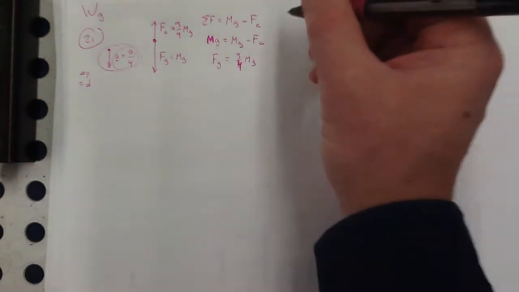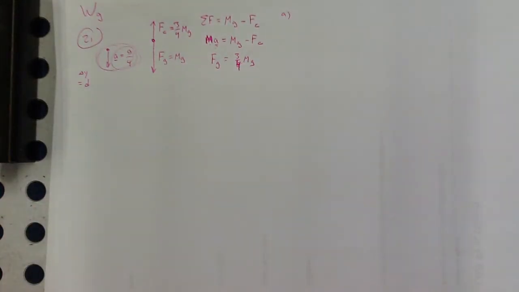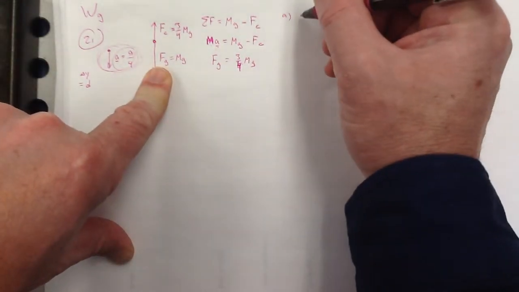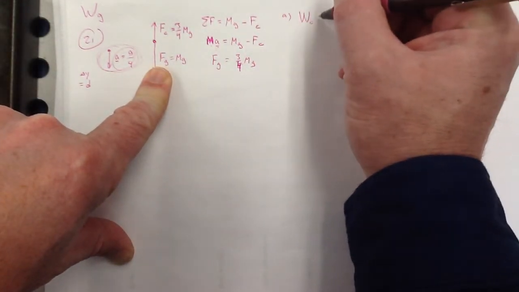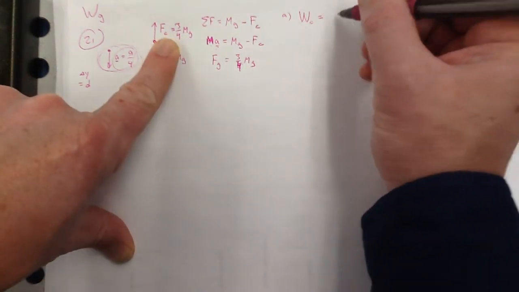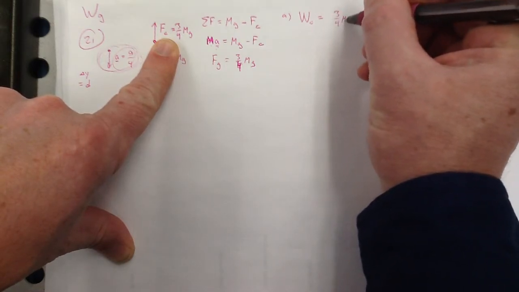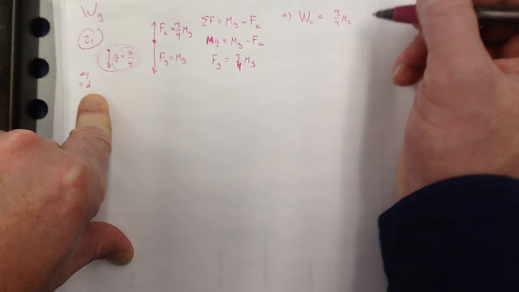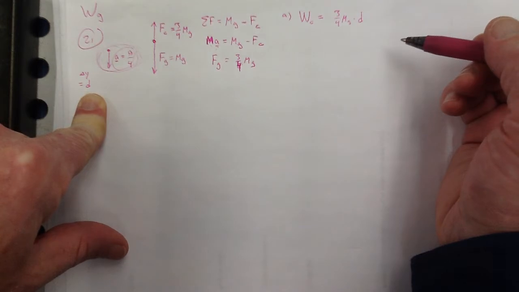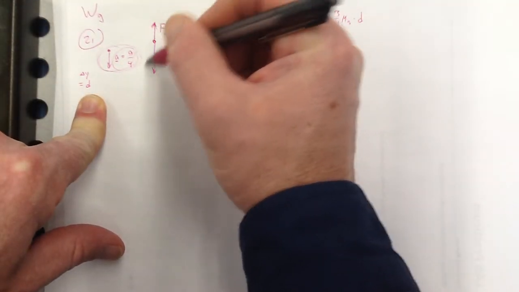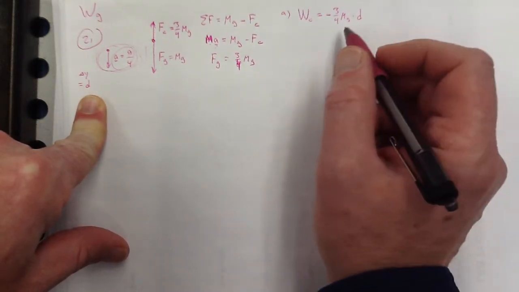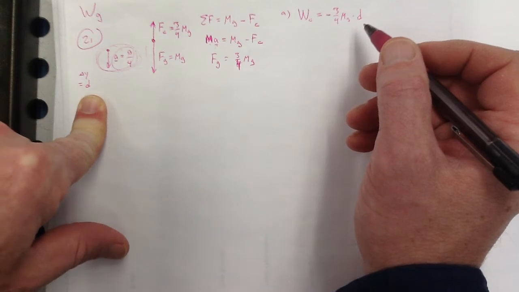Okay, so for part A, I'm looking for the work done by the cord's force on the block. The work done by the cord's force on the block is equal to the force here times the displacement d. Those two things are in opposite directions. So here's the force of the cord, and the displacement is down, so that is going to be negative 3/4 mgd.